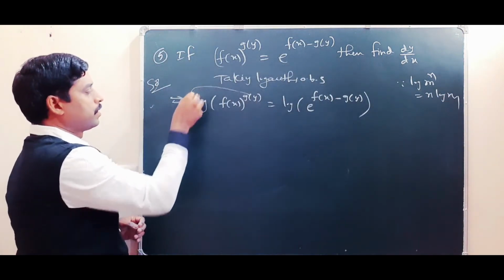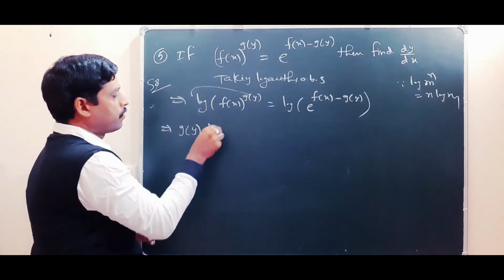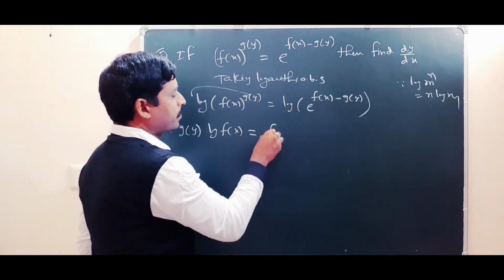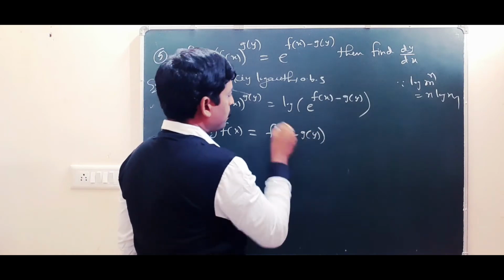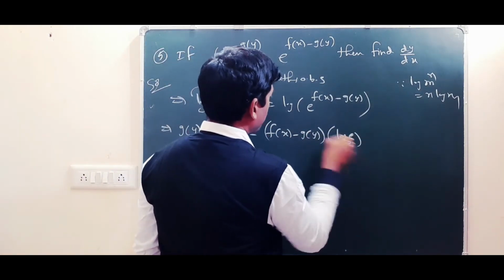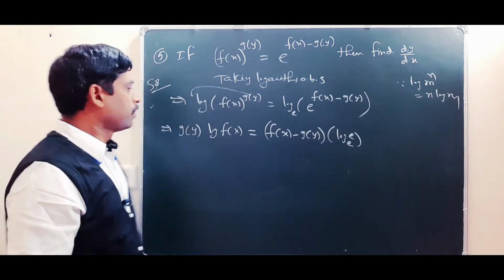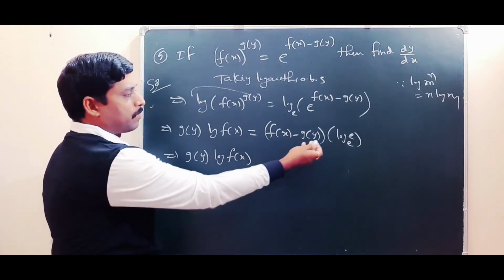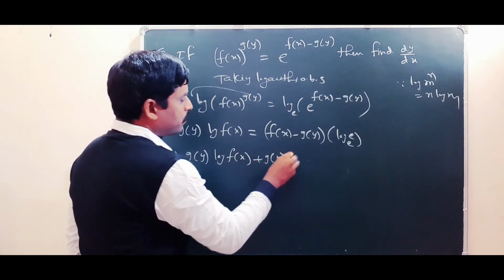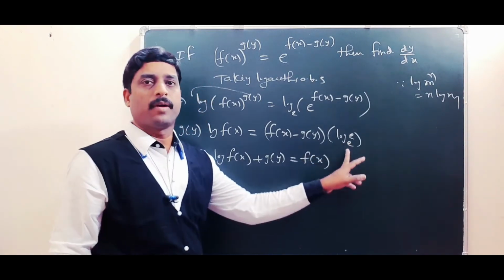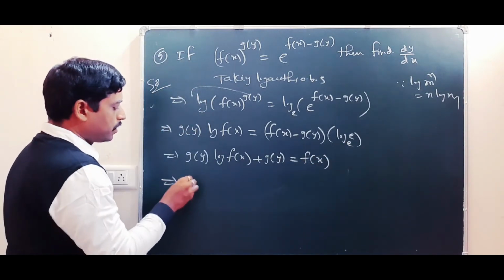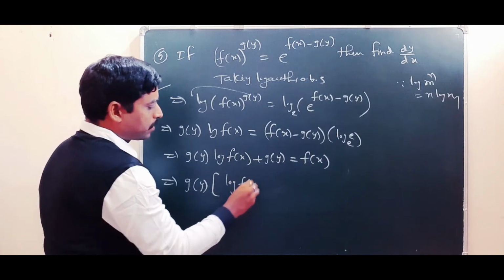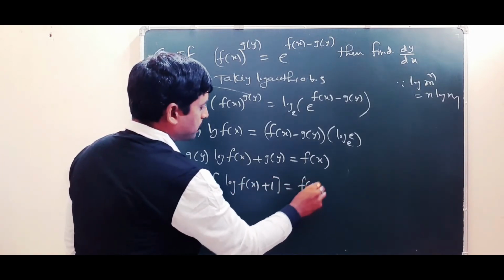So this is going to be g of y into log of f of x. Okay. It will be f of x minus g of y into log e. Log e base e value is 1. Okay, it will be g of y log f of x. Okay, minus g of y we bring to the left side, plus g of y is equal to f of x. So log e base e value is 1. Okay, it will be 1, g of y taking common. This value will be log f of x plus 1 equal to f of x.